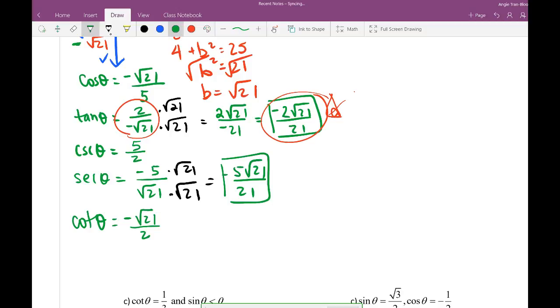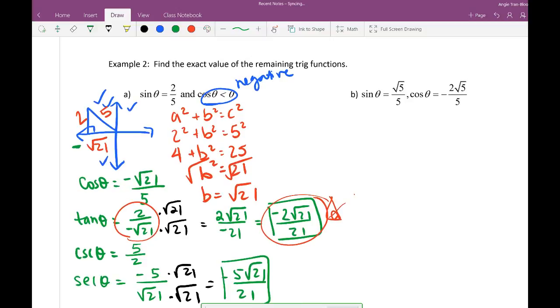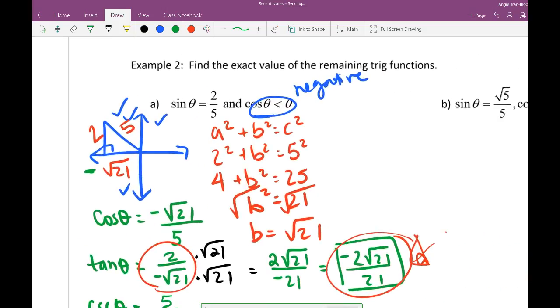Questions at all on finding? Yes, Brendan. I was confused, like, why is it in the second quad? Oh yeah, good question. Class, remind us why we are putting it in second quad.